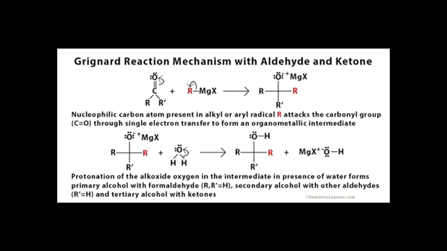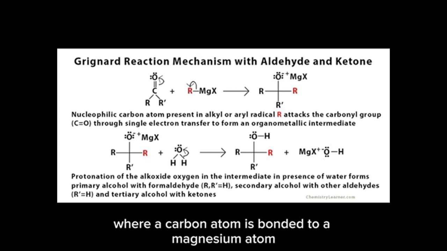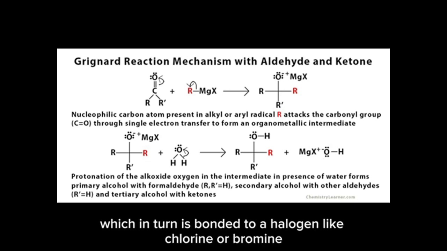So, a Grignard reagent is an organomagnesium halide, a type of organometallic compound where a carbon atom is bonded to a magnesium atom, which in turn is bonded to a halogen like chlorine or bromine.